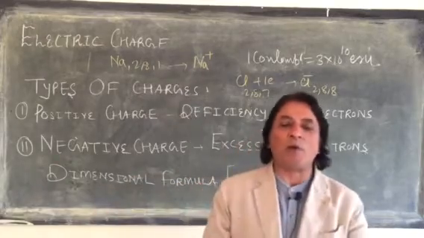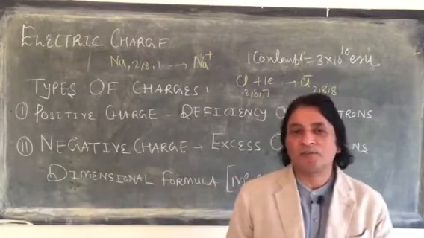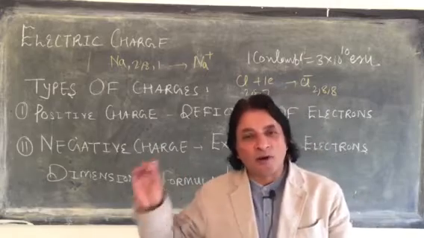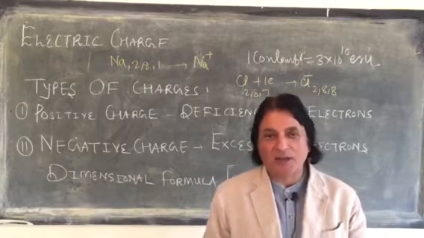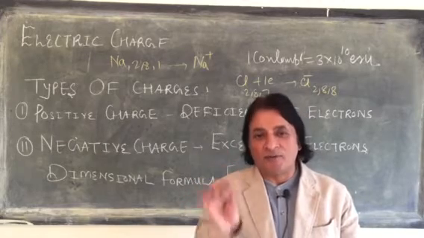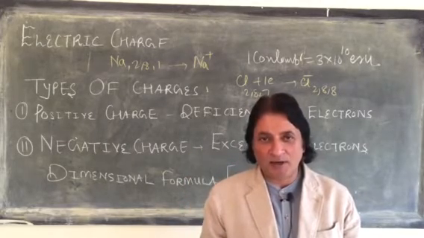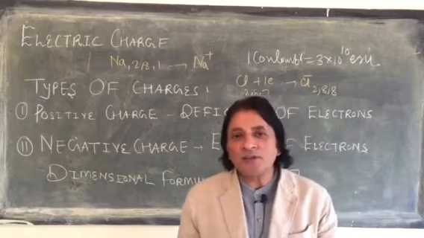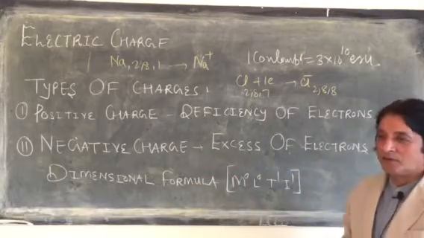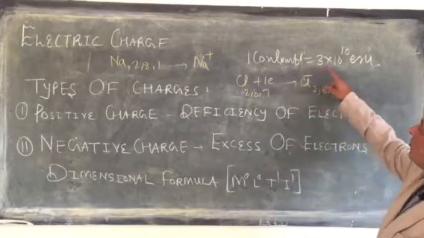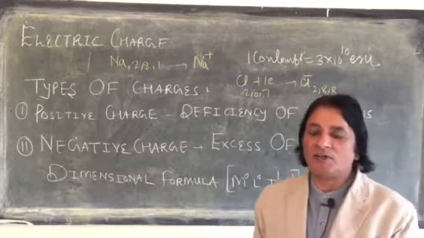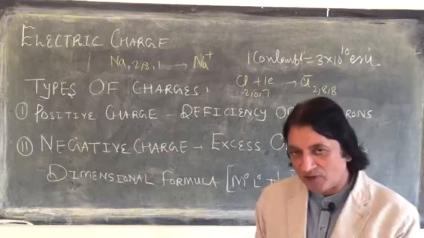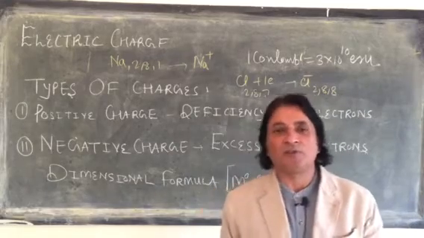So, the possible questions: what is charge? Second, who was the first person to suggest how many types of charges there are? Is charge a fundamental physical quantity? Now, students, what is the unit of charge? Generally, we take 1 coulomb. 1 coulomb is equal to 3 into 10 to the power 10 ESU, electrostatic unit of charge.